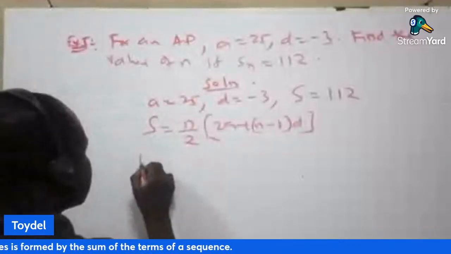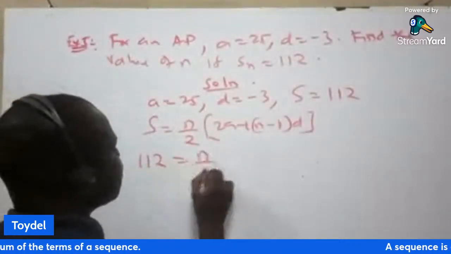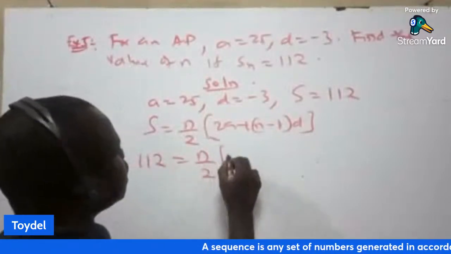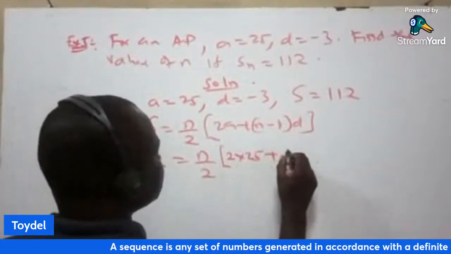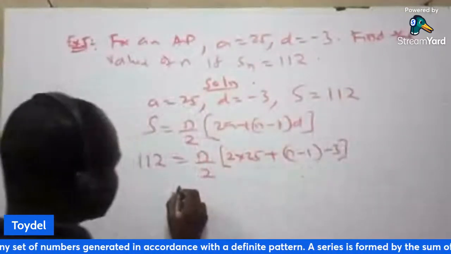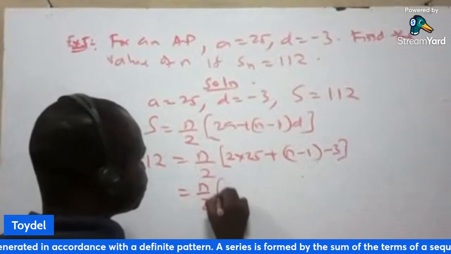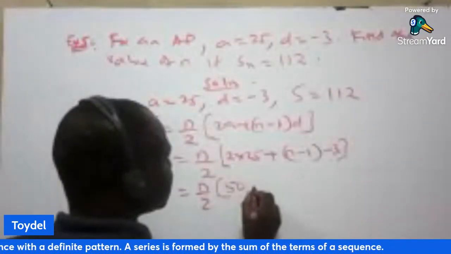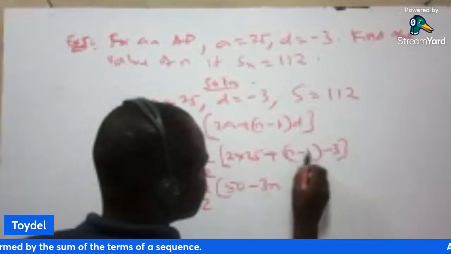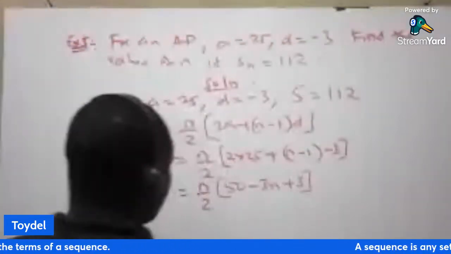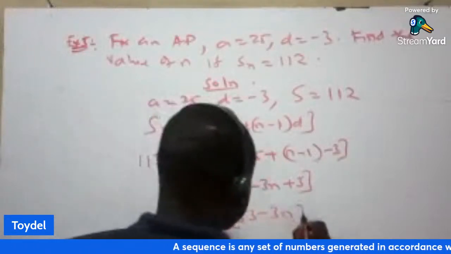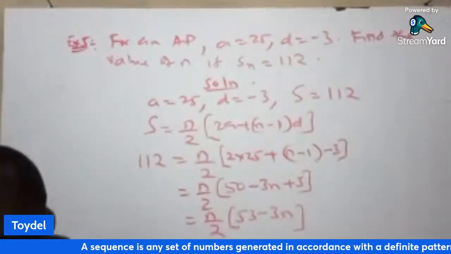So we are given the sum as 112, which is equal to n all over 2, then 2 multiplied by 25 plus n minus 1 into bracket minus 3. We have to be very careful there. Here will be n all over 2 into bracket 2 times 25, that's 50. Then 50 minus 3 times n, that's minus 3n, minus times minus, that's plus 3. So here we are going to have n all over 2 into bracket 53 minus 3n. That's what we get.